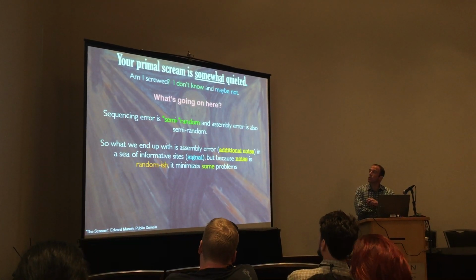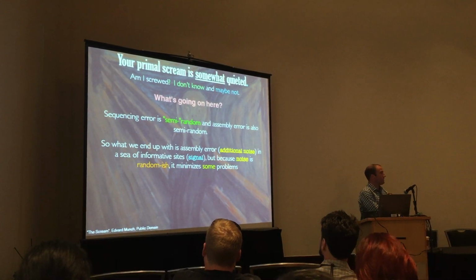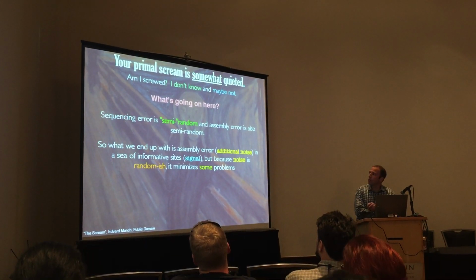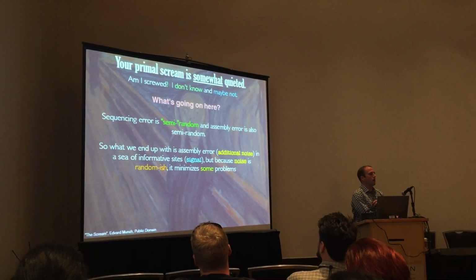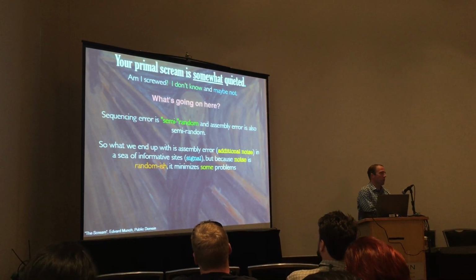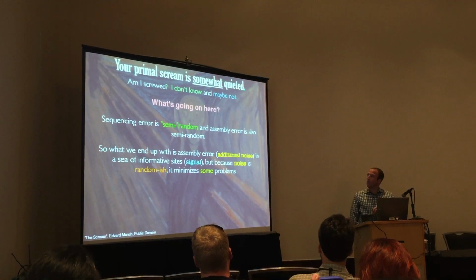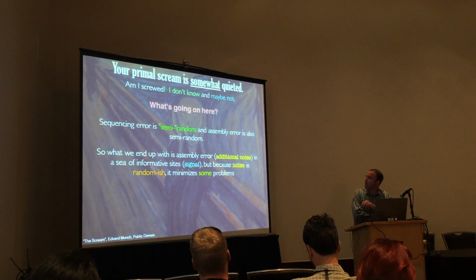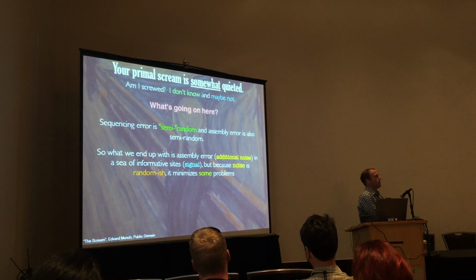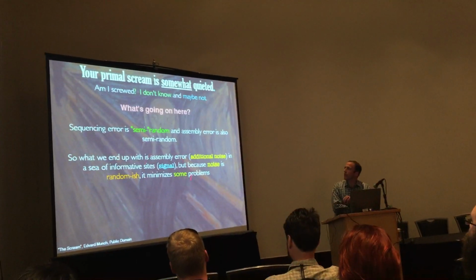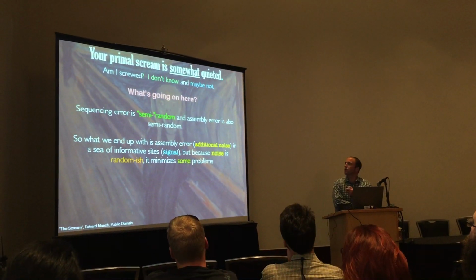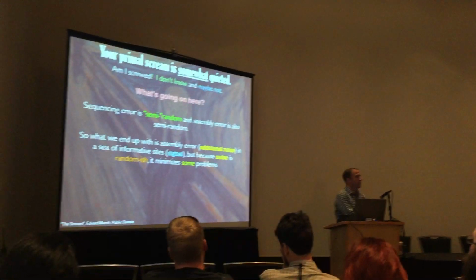You might be wondering too, what's going on? Why is it that this isn't having an effect? And one of the reasons is that the sequencing errors that we get are roughly random. They're semi-random, and we can talk about the distribution of those, but let's just call them semi-random. And what we ended up with is assembly error, or additional noise, in a sea of informative sites. And basically, the signal was overcoming the noise that was introduced.